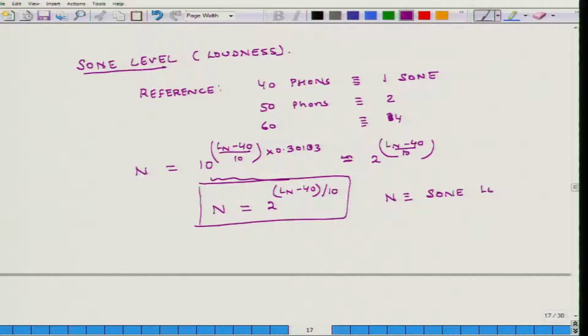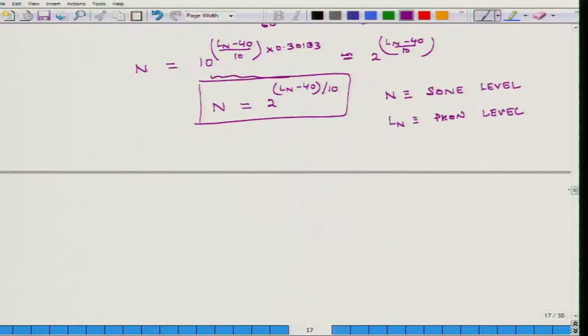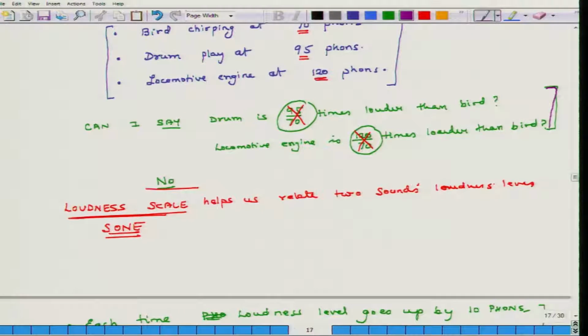SON level and ln is FON level. So using this formula, if I know ln, I can calculate n. Okay. So now with this understanding, let us answer these questions.